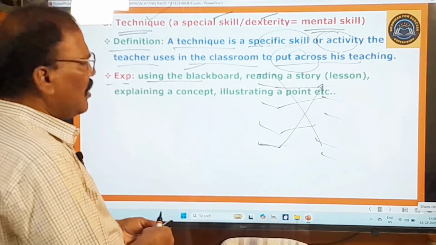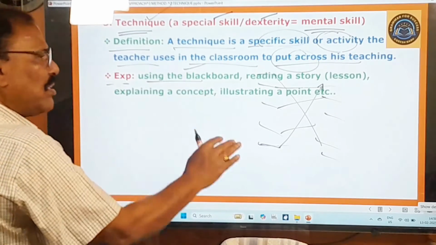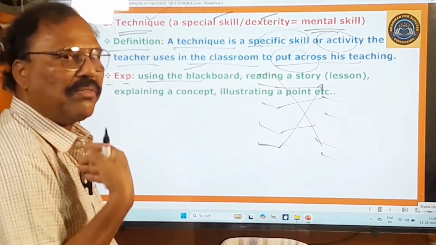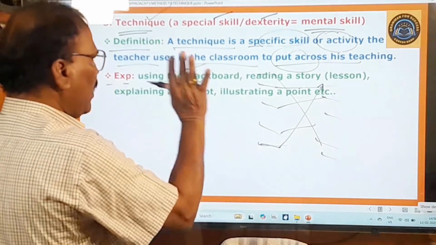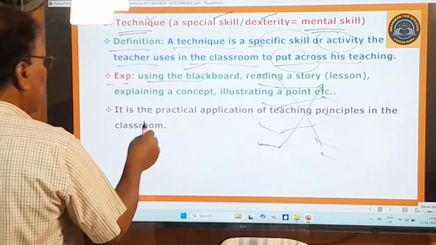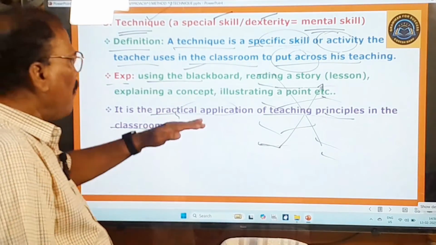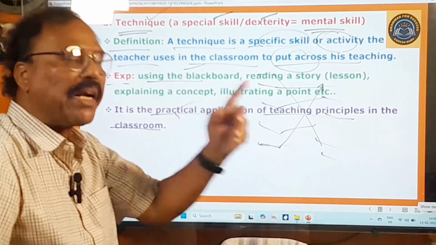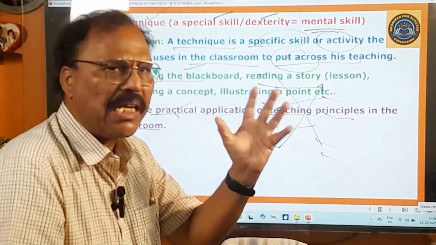So different teachers will adopt different techniques in order to teach the students whatever they want to teach. Okay, that is a technique. About the technique you have now understood, and here it is the practical application of teaching principles in the classroom. So you are applying these teaching principles practically. You are applying the teaching principles practically in the classroom.